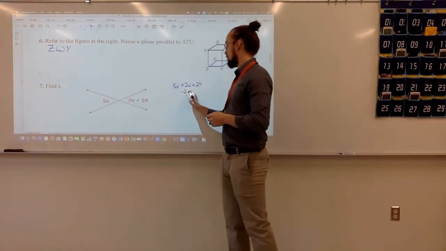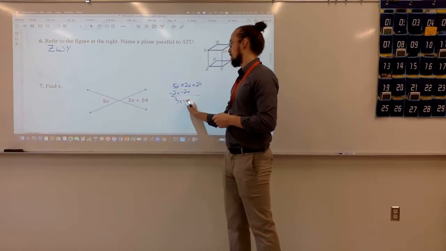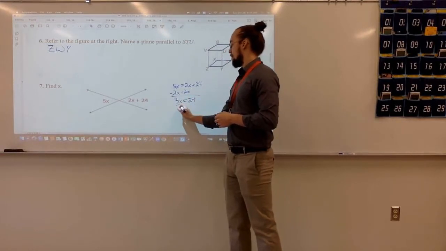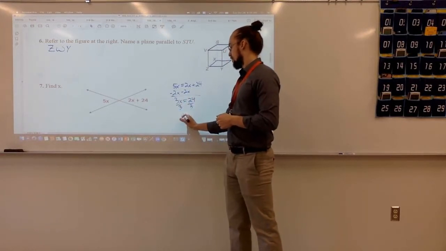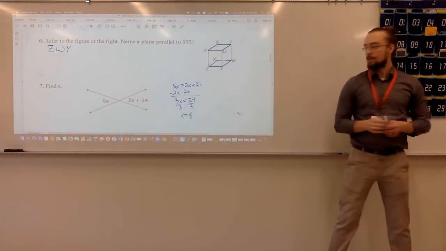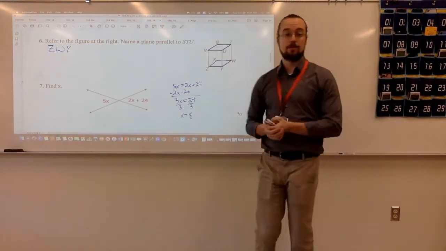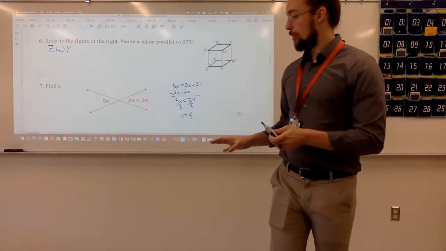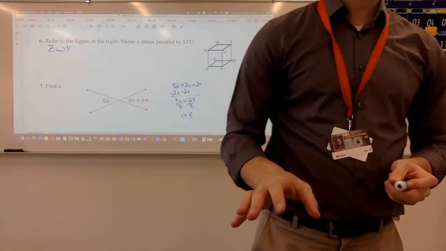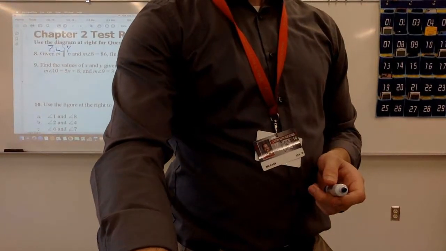I would subtract 2x over to the other side. Then divide by 3. You get x equals 8. Is that my final answer? Yeah, it is, because it just says find x. Okay. You okay with those? I didn't get 8 or 9. Well, let's take a look at 8 and 9.